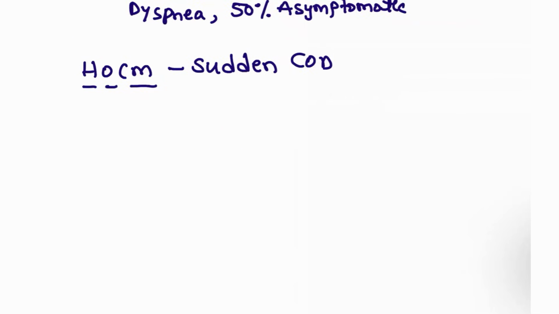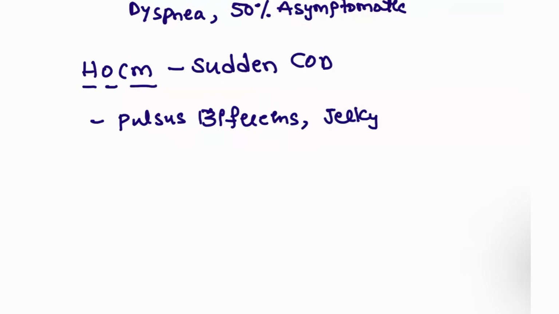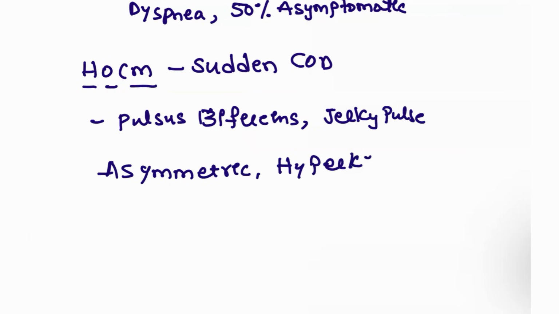Okay. And among other symptoms, you are going to see bifid pulses, and also a jerky pulse will be seen in this patient. On echocardiography, the heart is going to be asymmetric and hyperkinetic, so more and more movement will be seen. Heart failure will be diastolic heart failure.